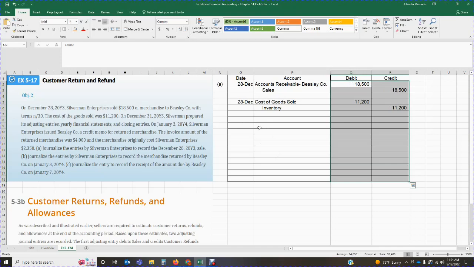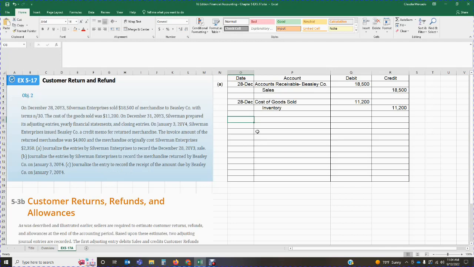Okay, that is the first entry. So whenever you sell anything, you're going to have two entries associated. In one, you record the sale, and in the other, you update your inventory and expense accounts. So you will always have two entries when you make a sale.